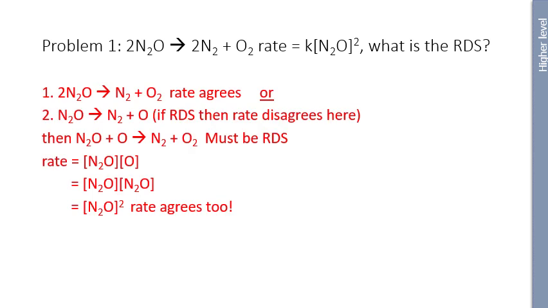So here's the answer. 2N2O goes to N2 plus O2. If N2O going to nitrogen plus an oxygen atom is the rate determining step, then the rate agrees. Then N2O plus the oxygen atom gives nitrogen plus oxygen, so it must be in the rate determining step. So the rate must be the concentration of N2O times the concentration of O, which equals the concentration of N2O times N2O, which gives the concentration of N2O all squared, so the rate agrees too. So that must be the rate determining step.